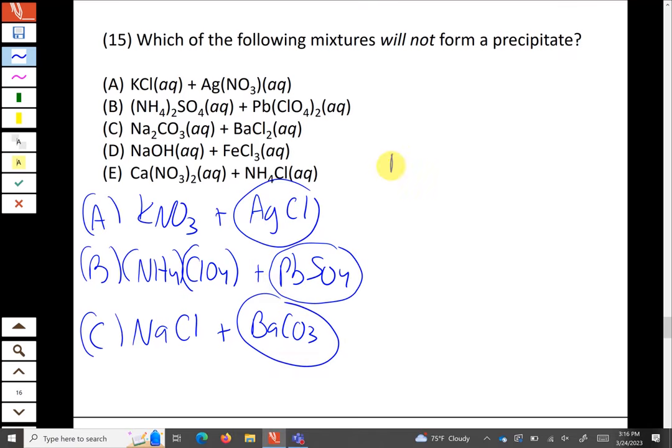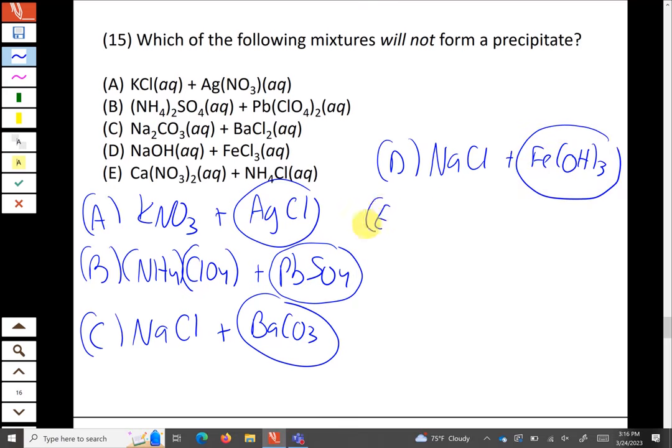And then for choice D, sodium hydroxide and iron chloride. Sodium with chloride again makes NaCl, clearly not going to precipitate, but then iron 3+ with OH- is going to make iron hydroxide. One thing that's helpful to remember for hydroxides: the only hydroxides that are soluble come from the group 1A and some group 2A cations. So all the group 1A ones and some of the group 2s. All the transition metal hydroxides, iron being in the middle of the transition metal series, would be insoluble. So that's going to precipitate as well.